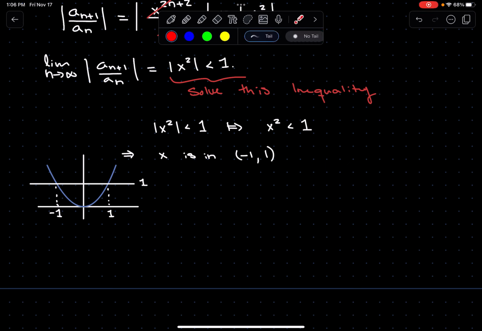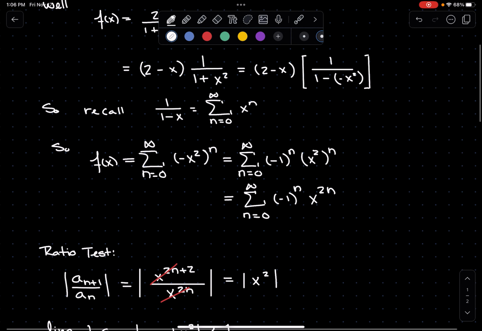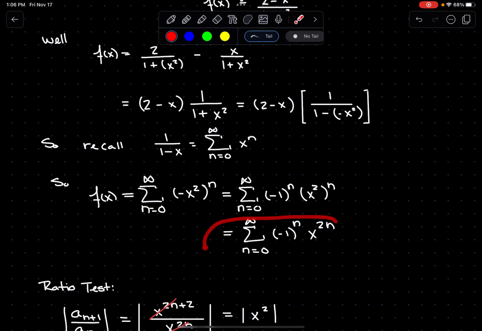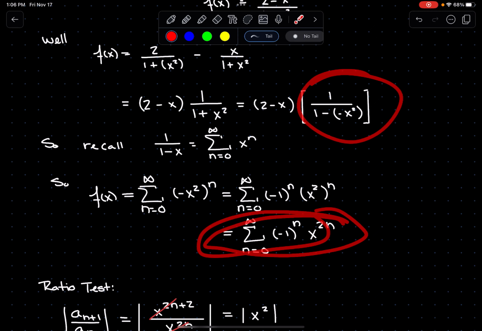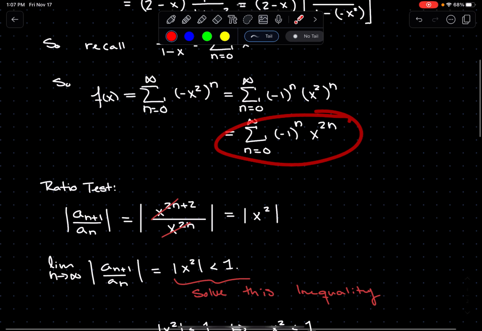Okay, so this gives us a tentative interval of convergence, but we need to test the endpoints, right? So what was our original series? So our original series is this guy, right? This is the simplest. There's this 2 minus x out front, but that's not going to determine whether the series converges, right? That's just going to change the value that it converges to. We care about this sum here.